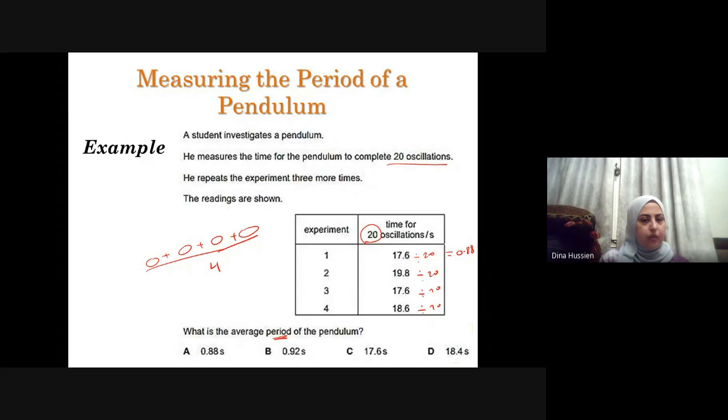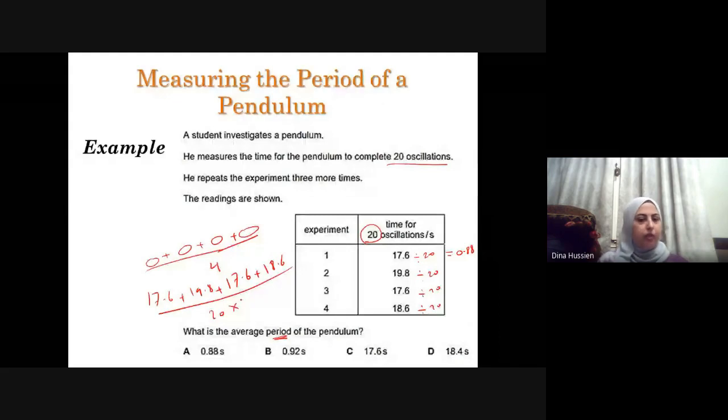Or with simple math I can do it all in one step. What does one step mean? Since I divided them all by 20 and then added the results together and divided by 4, I can directly write the values here. You can simply write 17.6 plus 19.8 plus 17.6 again, which is the third one, plus 18.6, all over, first of all, divided by 20, and then all divided by 4. So do it in one single calculation. Or if you want to do each one separately and then add them and divide by 4, both are correct. I'll give you time; don't do anything by hand, leave it and see which one is the correct answer.